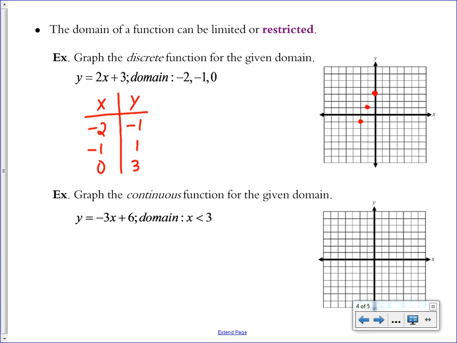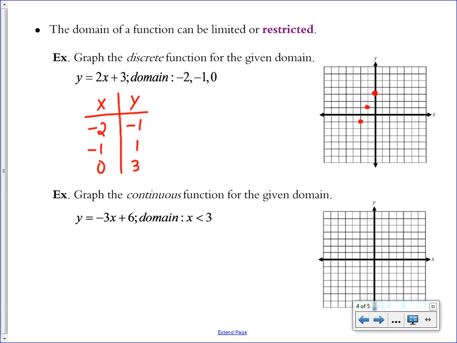As tempting as it is to connect those into a straight line, I'm not going to because I see that we're discrete. So that's the graph of the function. In the second example, it says graph the continuous function. Now that is when we're going to connect the dots to make a line or a curve or a shape. And you don't always see the word continuous. If you don't see either discrete or continuous, it usually means continuous. But I'm showing you those two words so you can see the contrast between them.